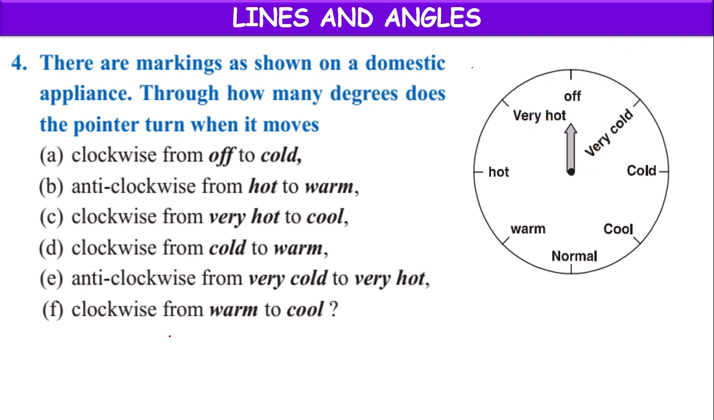So next, clockwise from warm to cool. In the clockwise direction, it is equal to 1 part, 2 parts, which is equal to 90 degrees. So like that, the rotation may be in clockwise direction or anti-clockwise direction, and we can find the angles.